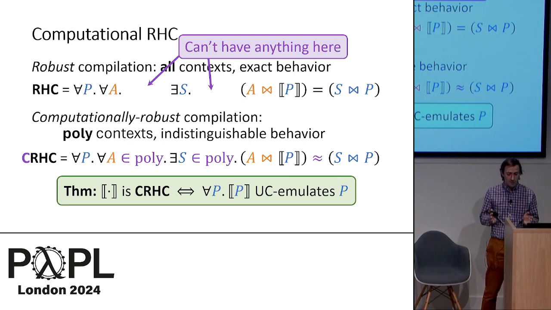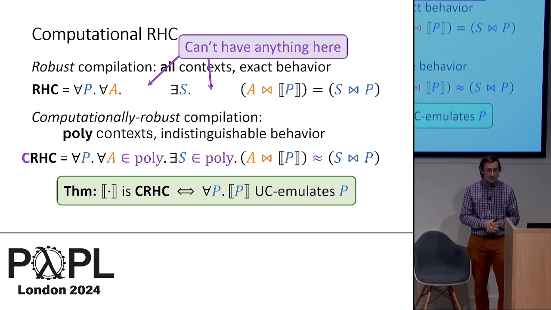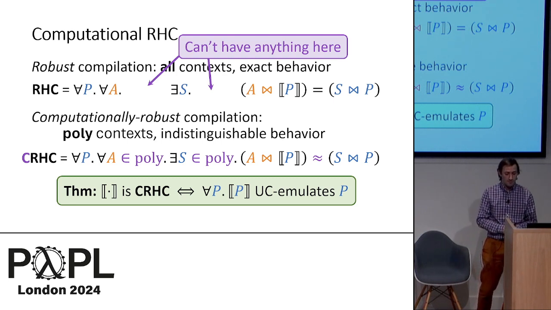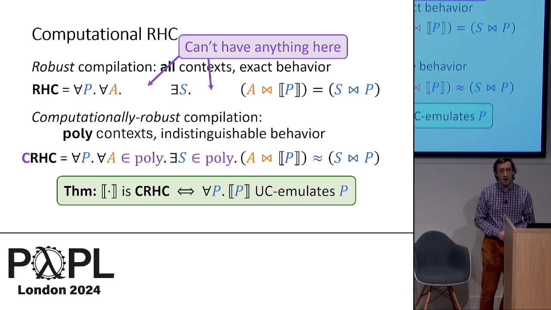We can get this theorem that says that computationally robust hyperproperty preservation corresponds precisely to computational UC emulation between the source and target programs for all possible programs.